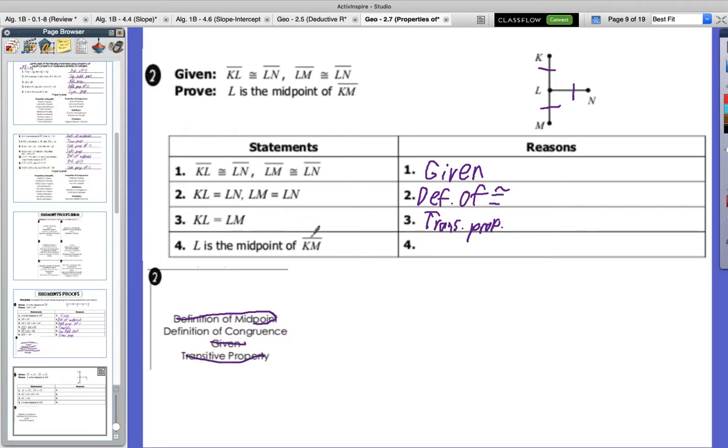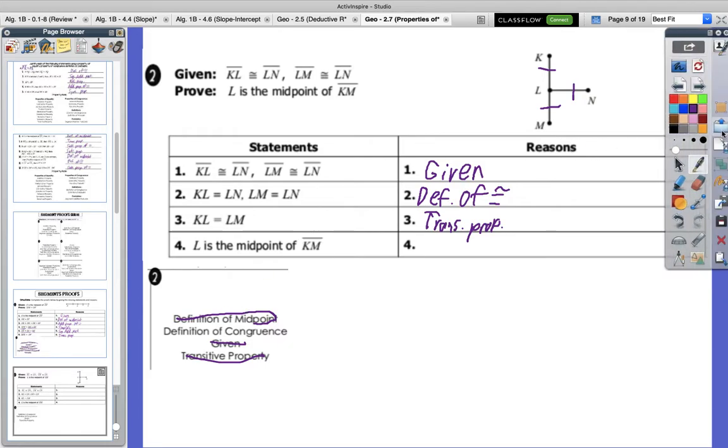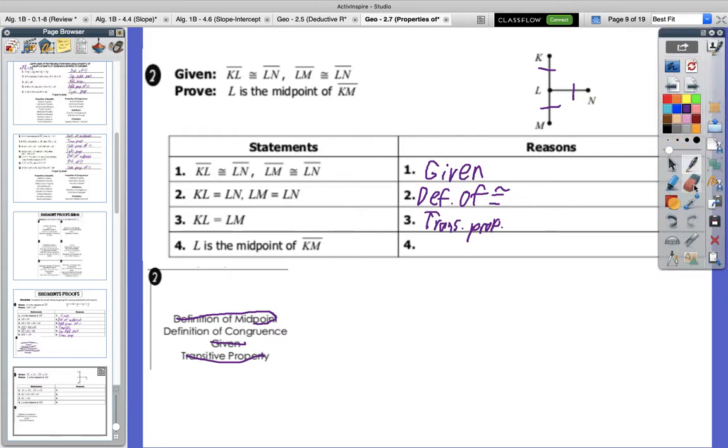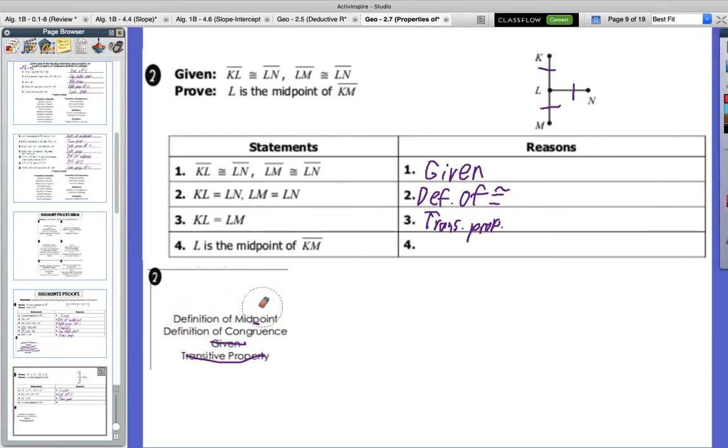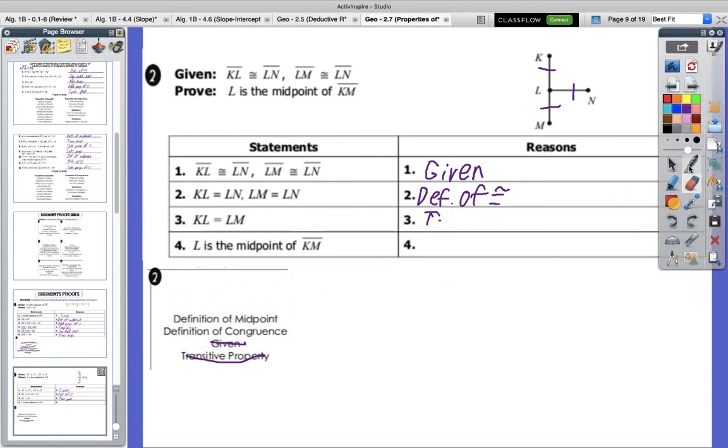And last but not least, I know we could just fill in the blank and know what it is. I crossed out the wrong definition earlier, didn't I? You guys probably caught that. I just caught it. My bad. I should cross out definition of congruence.